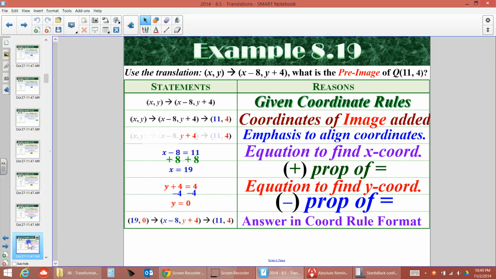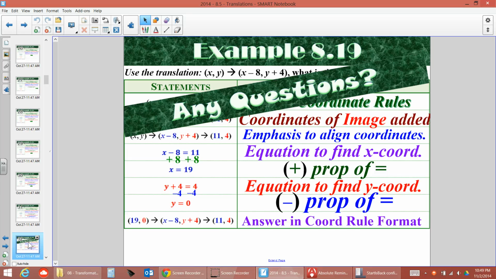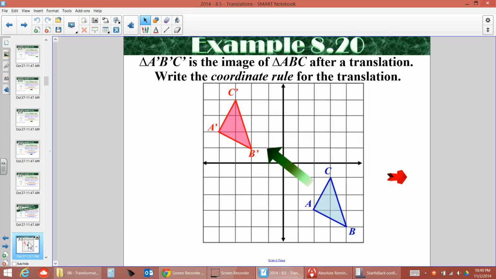Hopefully that helps. Okay. I'm going to help you with questions 3 and 4. Now if we look more in the picture, I've got A prime, B prime, C prime, which is the image of ABC after the translation. Now we have to write the coordinate rule. To write the coordinate rule, all we have to do is figure out how I got from C to C prime, or A to A prime, or B to B prime?